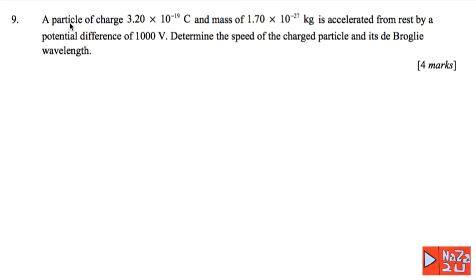Question number 9: a particle of charge 3.2 × 10^-19 coulomb and mass 1.7 × 10^-27 kilogram is accelerated from rest by a potential difference of 1000 volts. Calculate the speed of the charge and the de Broglie wavelength.